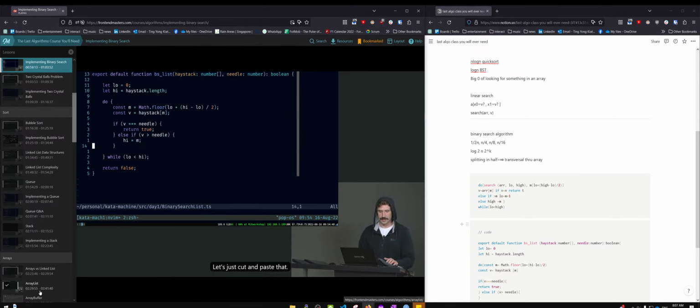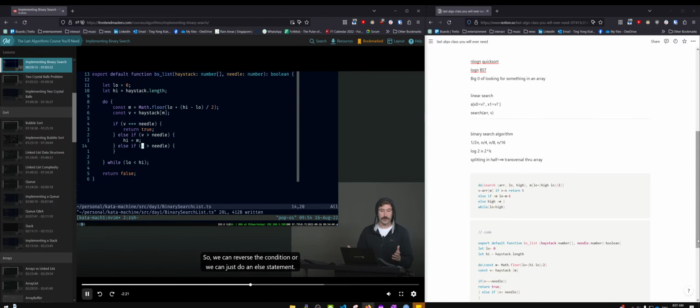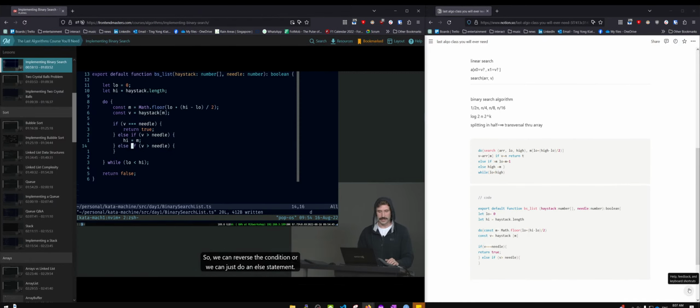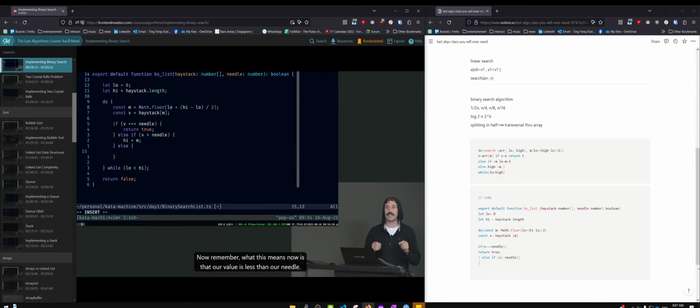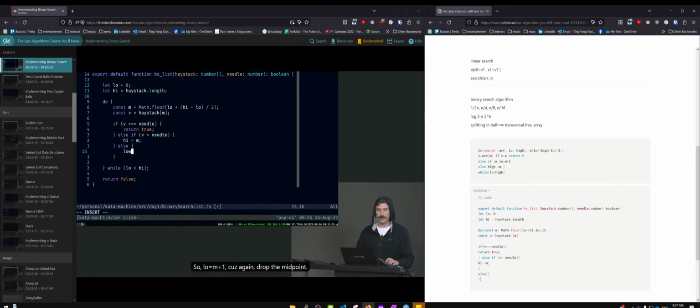Awesome. Let's just cut and paste that. So we can reverse the condition, or we can just do an else statement. We'll just do an else statement to make it simple. Now remember, what this means now is that our value is less than our needle, which means that we need to search on the higher side, right? Our needle is greater than our value. That means if we're going to exist in this array, we're somewhere in the greater side region. So low equals midpoint plus 1, because again, drop the midpoint. You don't want to look at the midpoint again. It would be silly if you looked at the midpoint again.